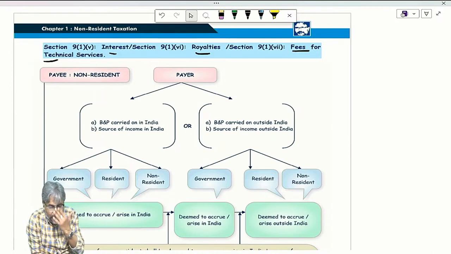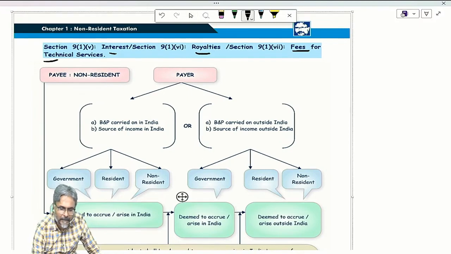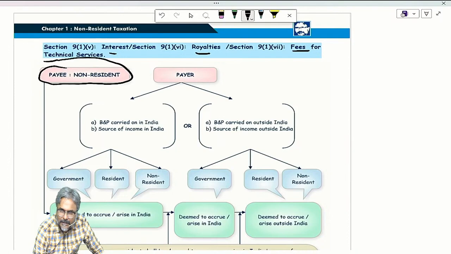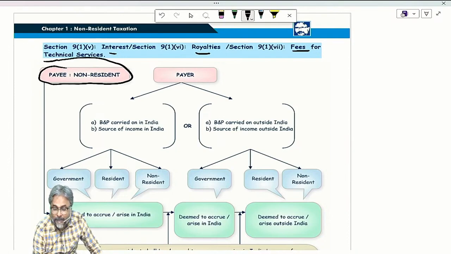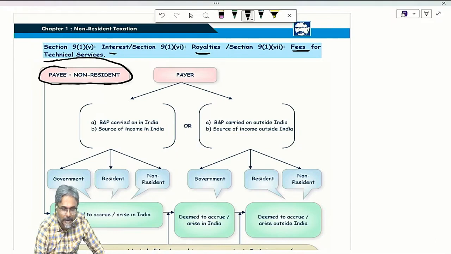Now for that purpose, students, if you see very carefully, 9(1)(v), (vi) and (vii), this is such a unique thing. First of all, these are like a passive income. We have discussed this in the active business outside India test. These incomes in a way constitute a passive income, isn't it? So students, if you can recall, you have to target first whom? How do we see the payment? We are talking about the payee, who has to be a non-resident, because it is for the non-resident payee or the non-resident recipient. Payee means recipient. For this non-resident recipient, is the income deemed to accrue in India?